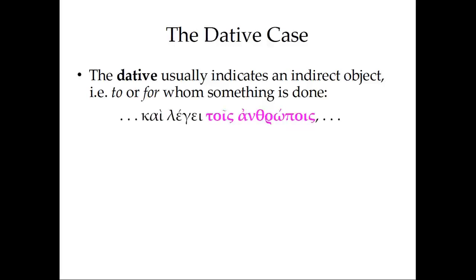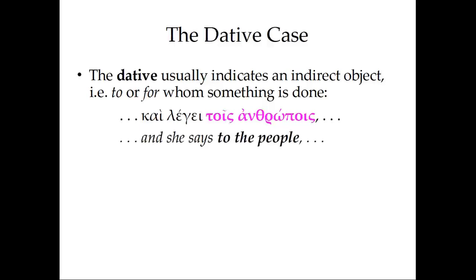The dative case usually indicates an indirect object, that is, to or for whom something is done. For instance, kai lege tois anthropois. Here, kai is the Greek word for and, basically. Lege is the third person singular form of the verb lego, I say, speak, tell. And tois anthropois is the plural masculine dative of anthropos. So we're talking about people, and it's in the dative. We might translate this as, and she says to the people.